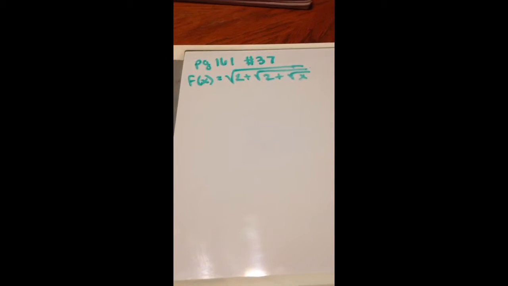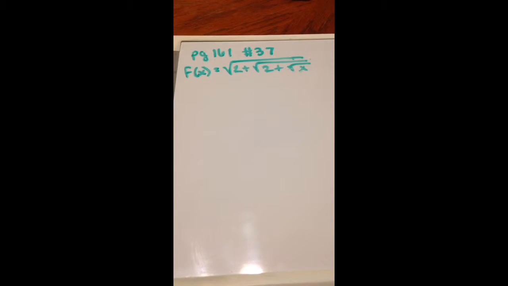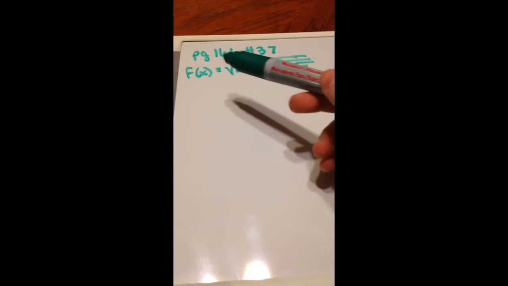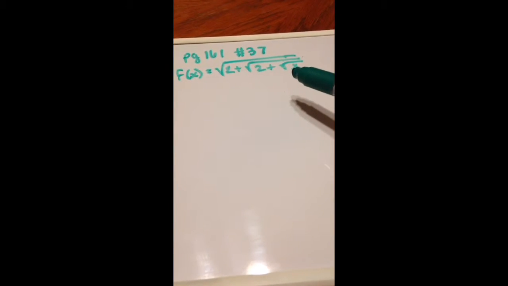Okay, so this is number 37 from page 161. And what we want to do here is take the derivative. But before we take the derivative, we have to get rid of all of these radical signs. And in order to do that, you take everything that's under a radical sign and put it to the 1/2 power.